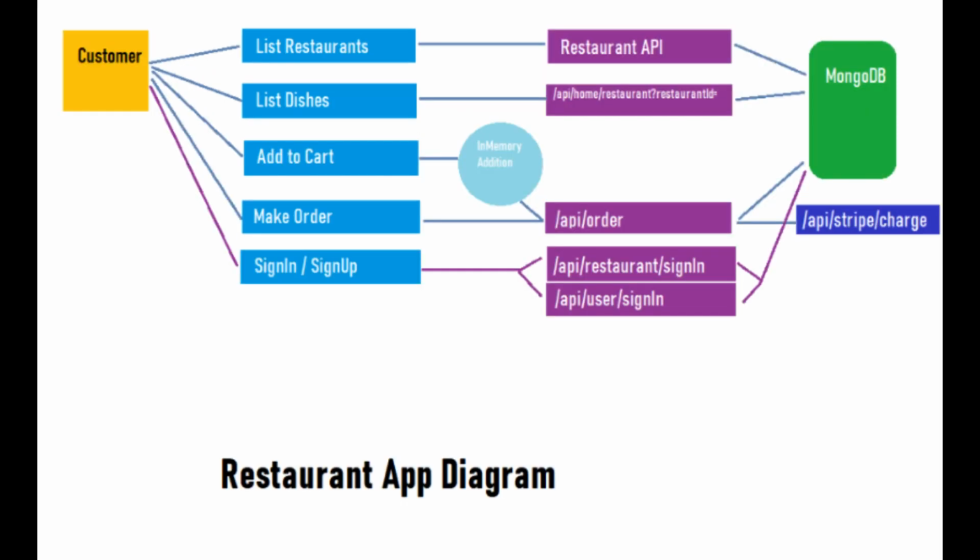Let's discuss the various categories that our application interacts with in the backend, using data from MongoDB. Specifically, we'll be looking at sign in and sign out, listing all restaurants, listing dishes from a specific restaurant, adding to cart, and putting in order.